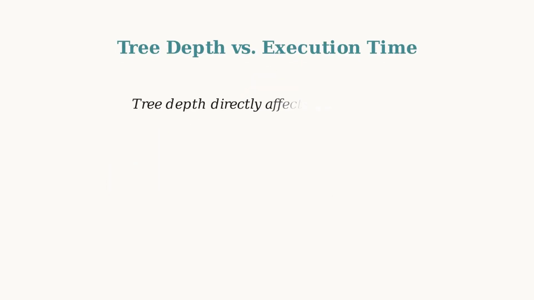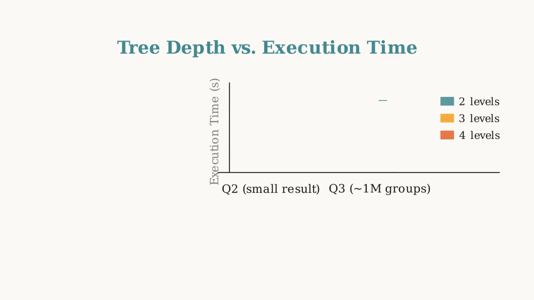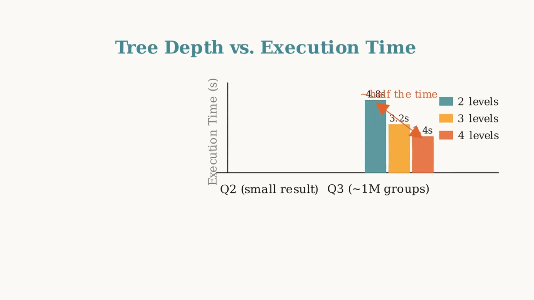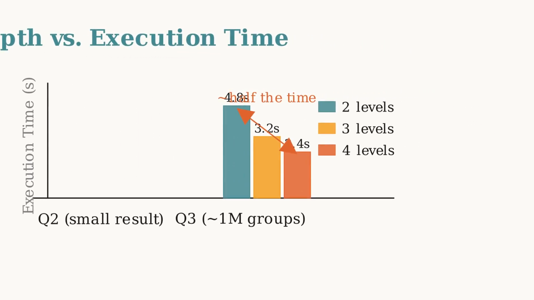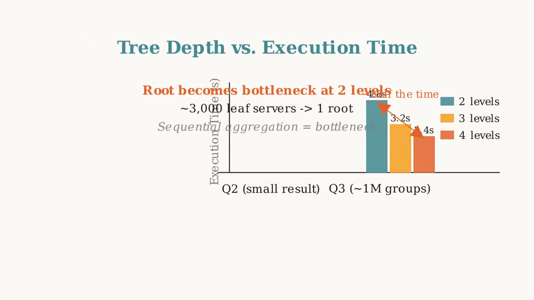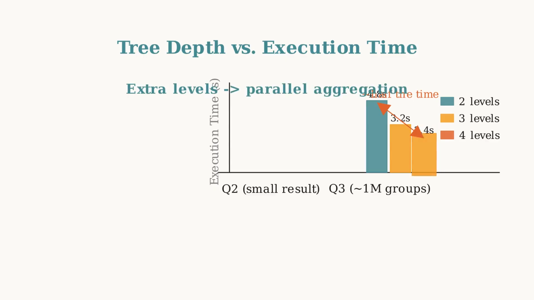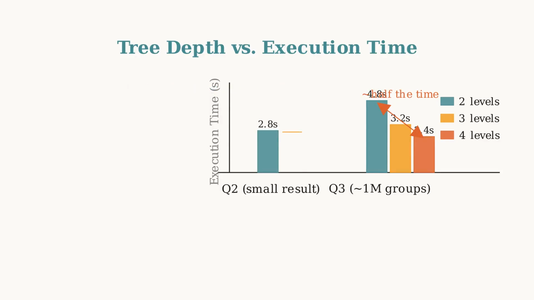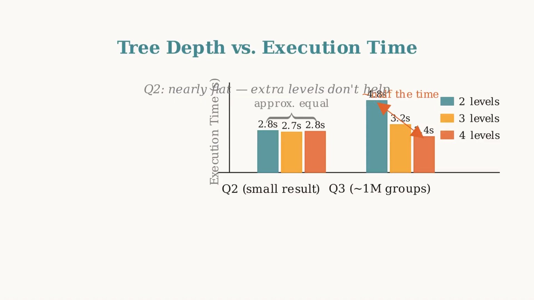The depth of the tree matters. On a query returning about 1 million distinct groups, going from a 2-level tree to a 4-level tree cut execution time roughly in half. The root can't aggregate 1,000,000 rows from roughly 3,000 machines sequentially. That becomes the bottleneck. Extra levels spread that aggregation work in parallel. For queries returning only a few hundred groups, extra levels don't help much. The architecture matches the workload.